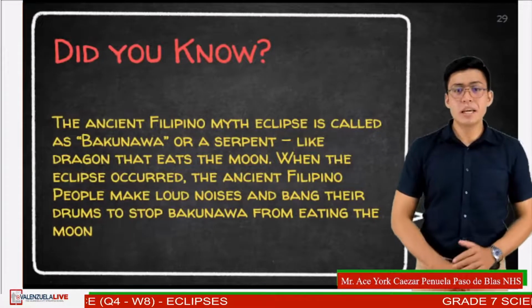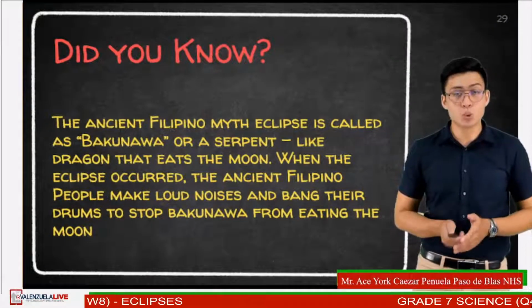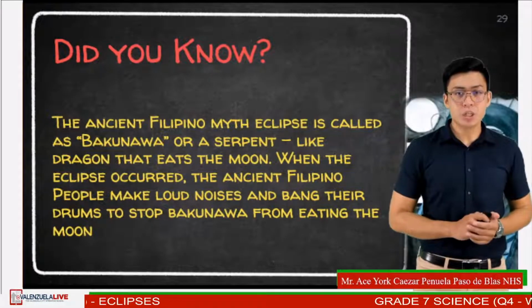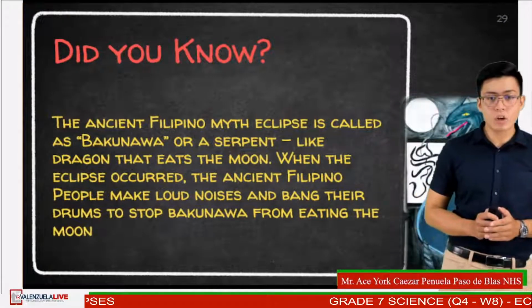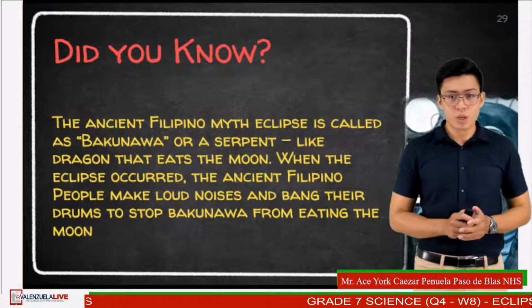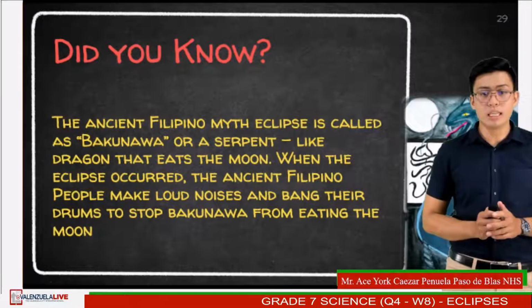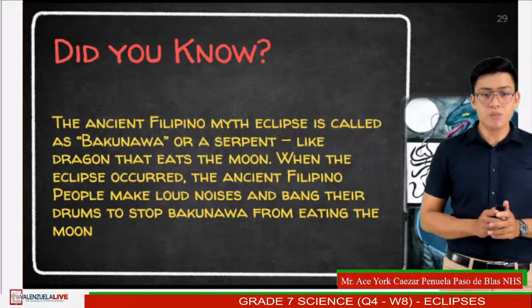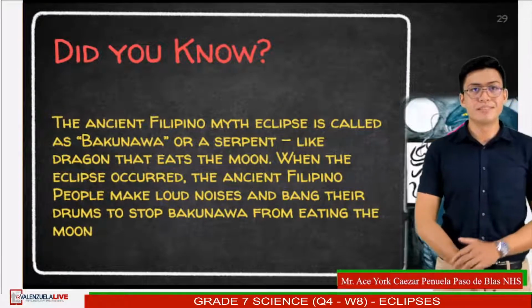Did you know that the ancient Filipino people associated the eclipse with a mythical creature? That creature is Bakunawa. Bakunawa is a serpent-like dragon that eats the moon. When the eclipse occurred, the ancient Filipino people made loud noises and banged their drums, believing that it would stop Bakunawa from devouring the moon.